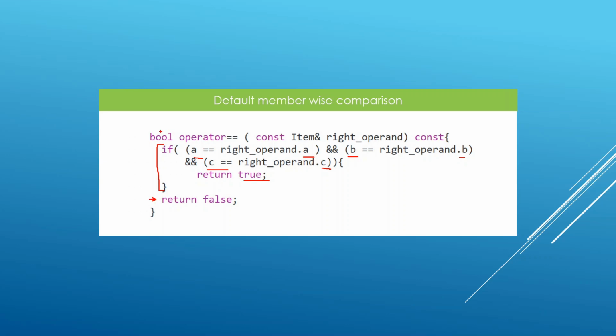This is a possible implementation of the operator that the compiler can generate for you. Again, the message here is that this compiler generated equals operator is going to do member-wise comparison. So make sure that this is what you want before you default your equality operator. You should really know this.